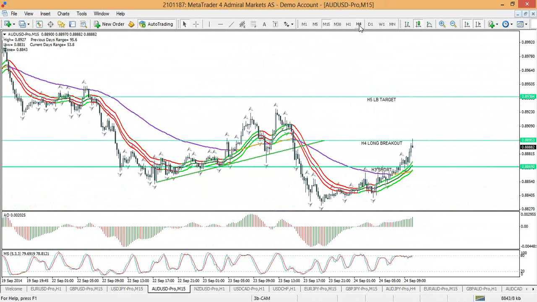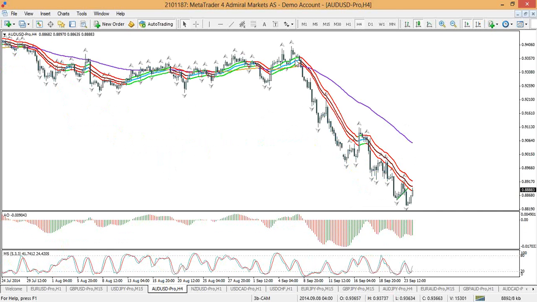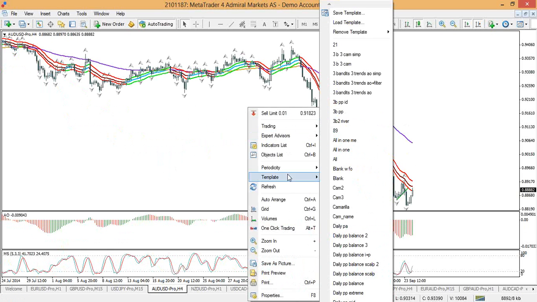Alrighty, let's take a look at the Aussie. Does anyone else have a specific pair in mind, by the way, besides the majors that we've looked at and the Aussie that we're looking at right now?